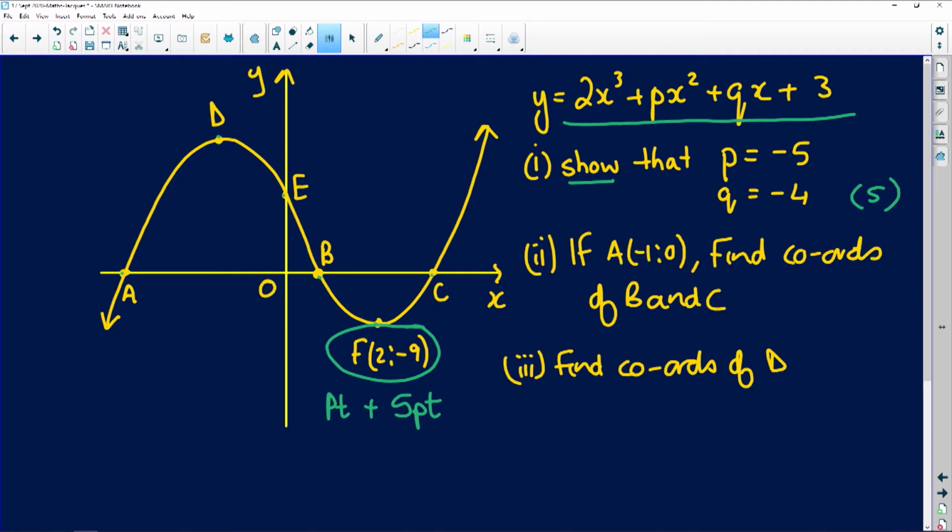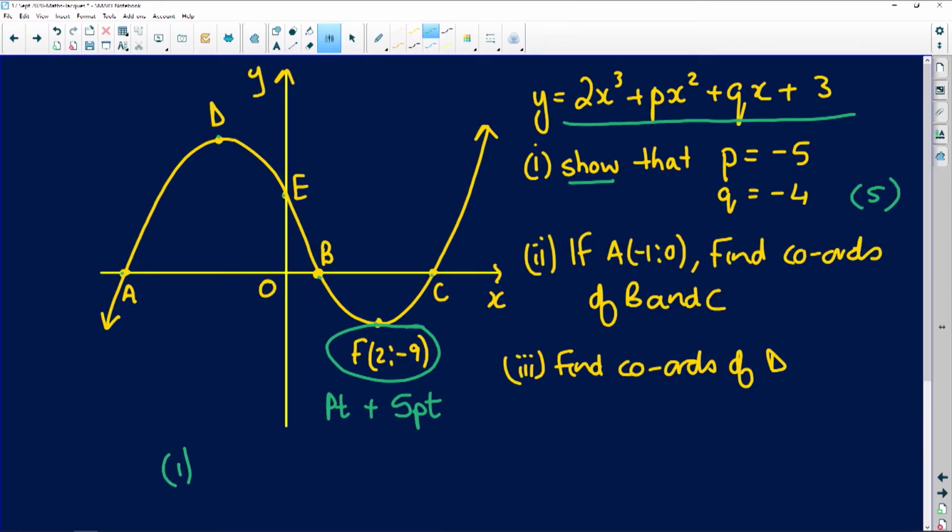So that means there's 2 things happening here. They've given us the coordinates of the point, which is straightforward. F is 2 and minus 9. And then they said that this is a turning point, or a stationary point, which means that at that point the gradient is 0. And there's your 2 bits of information. So write it down. For number 1, we're firstly going to use f of 2 is minus 9. Okay, that's our first bit of information.